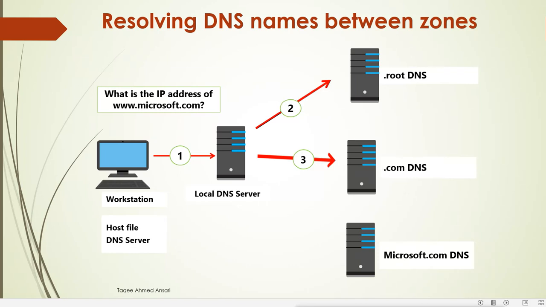Now what will this top level DNS server do? In reply, it will send the reference of the Microsoft domain DNS server which has the zone file of Microsoft.com. So it will give the reference to our local DNS server that you should go to this DNS server, and this DNS server will resolve your name. Then our local DNS server will send the query to Microsoft's DNS server. Again, this is a normal DNS server, located in the Microsoft office.